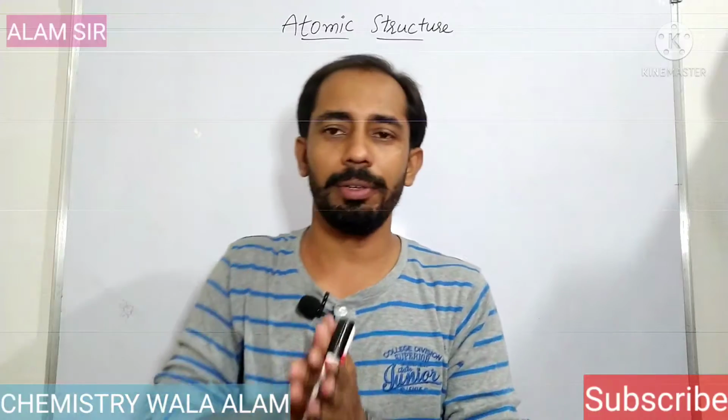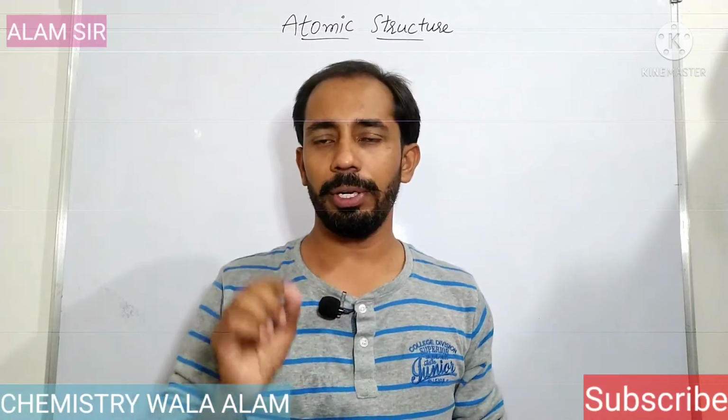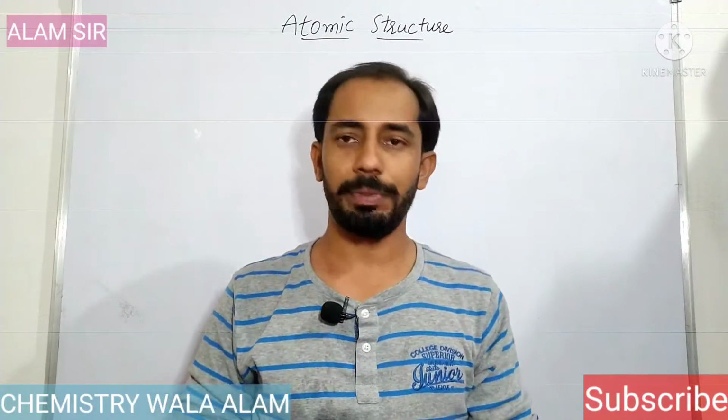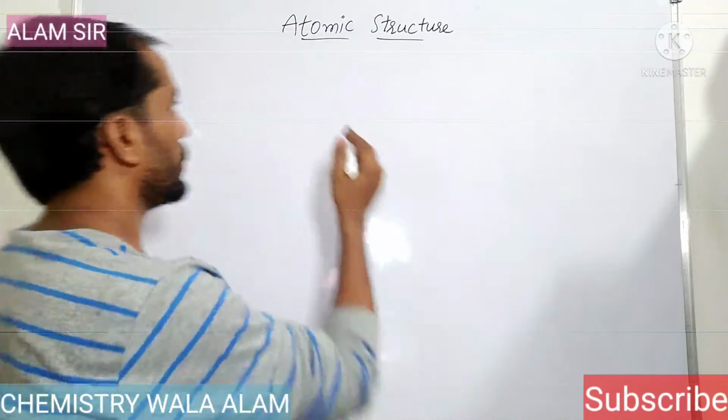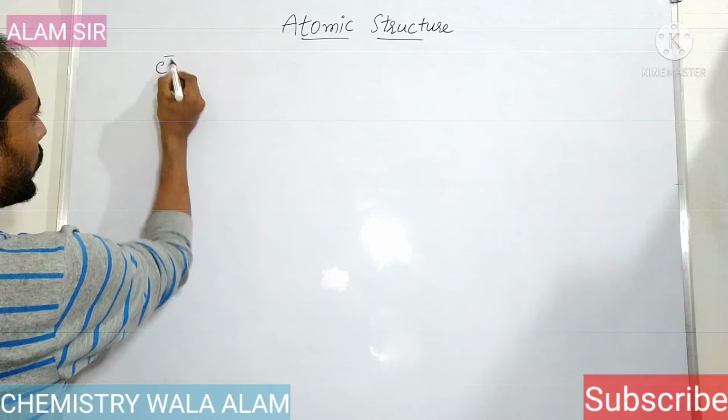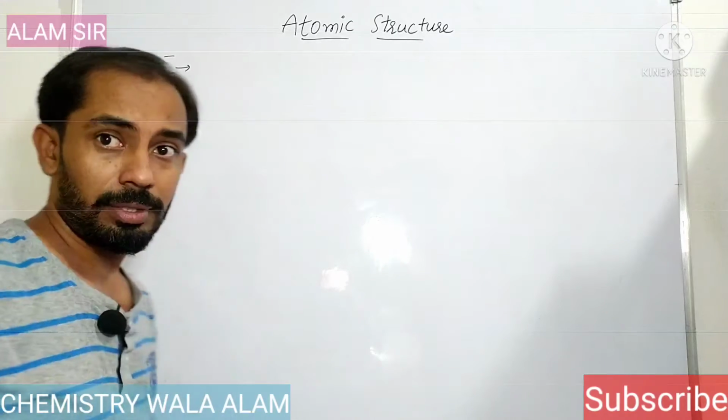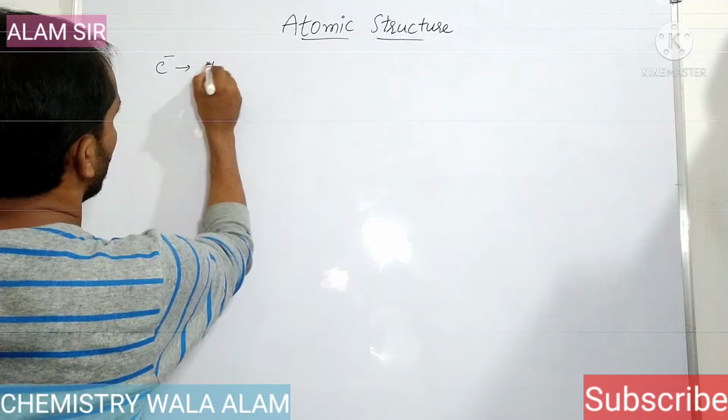Today I'm going to explain the important values and formulas from the chapter atomic structure. First of all, the fundamental particles. Electron was discovered by J.J. Thomson.